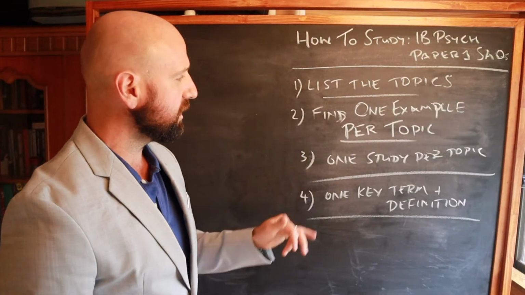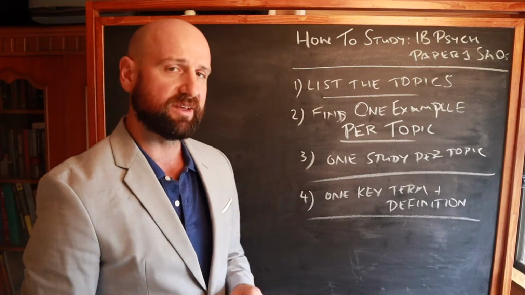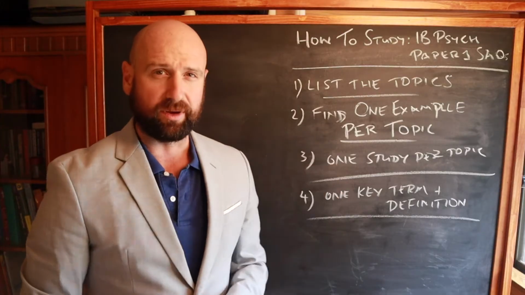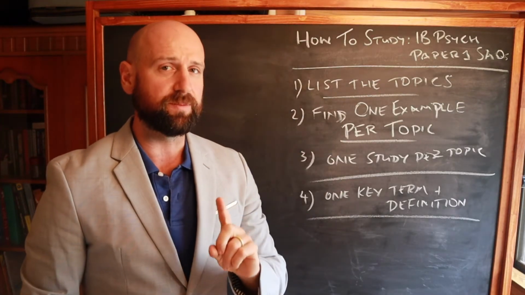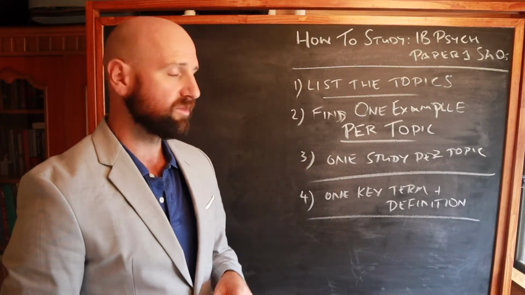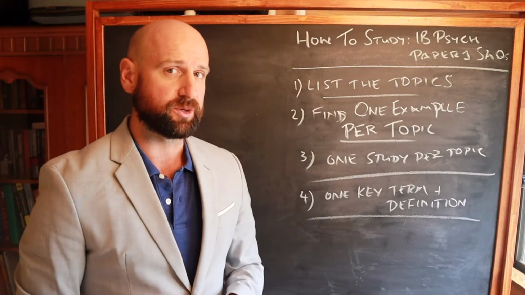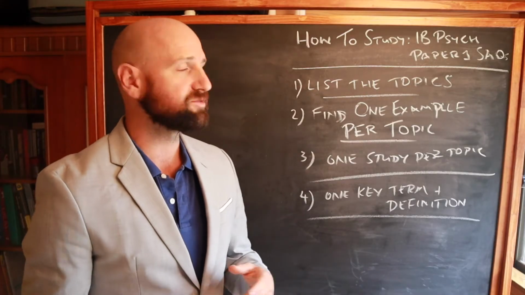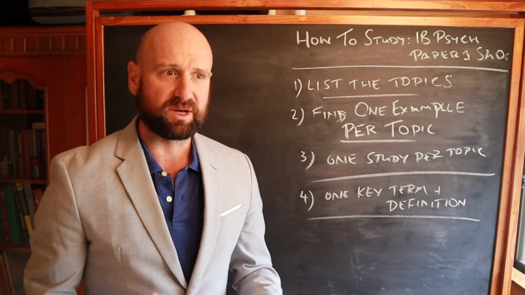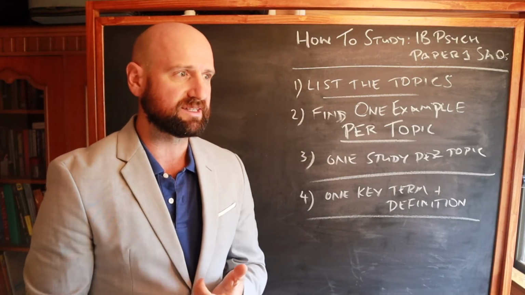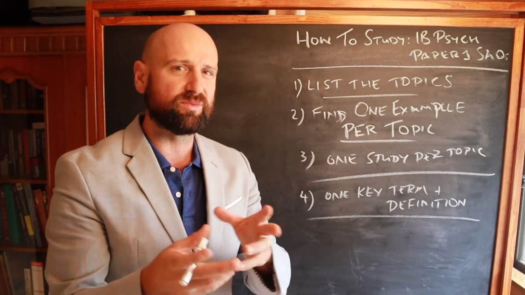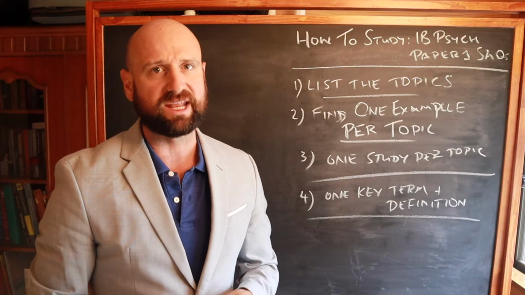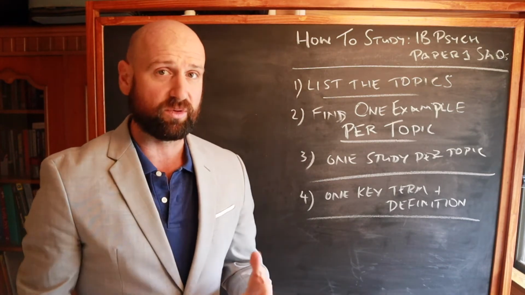Okay, so step 4 is to write 1 key term and definition for each topic. So again, for the topic or the example, you want to find 1 key term per topic that you're going to master the definition of. Sometimes the key term you're going to choose is actually the topic itself. For example, localization of function, neuroplasticity, reconstructive memory, those are the actual names of the topics, and they're the key terms you really want to be able to define in your short answer question. It shows that you know what they are.